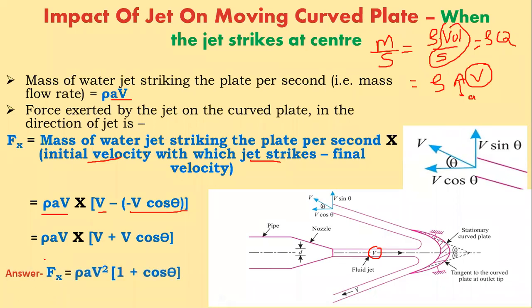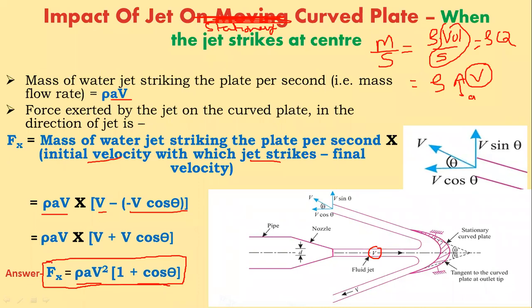So our formula for impact of jet on moving curved... there is one problem here. It is not moving, it is stationary. Stationary curved plate, when the jet strikes at the center, is rho A V square into 1 plus cos theta, because V we have taken common and taken outside the bracket. Using this formula, we are going to solve the numericals on impact of jet on stationary curved plate when the jet strikes at the center.